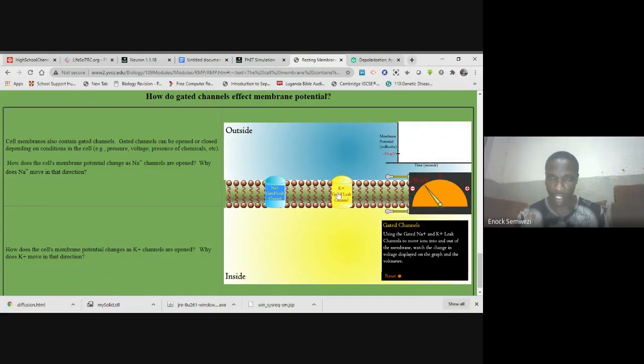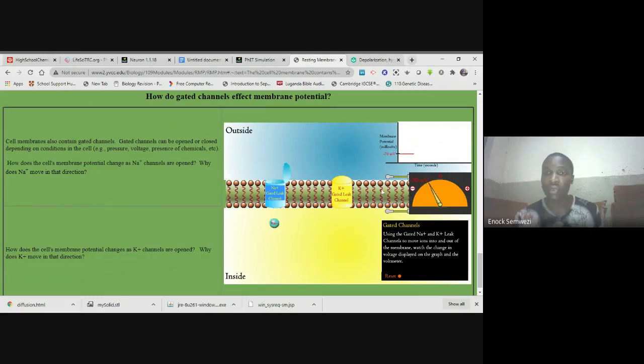So I just want you to see, if the gated channel opens, let's say the potassium gated leakage channel, it will only allow the potassium ions to move out. And when they move out, you can see that the PD becomes more negative. Remember, the normal PD is supposed to be negative 70, but now if more of the potassium ions move out, it goes below negative 70. Let's try to open the sodium gated leakage channel and we see what happens on the voltmeter.